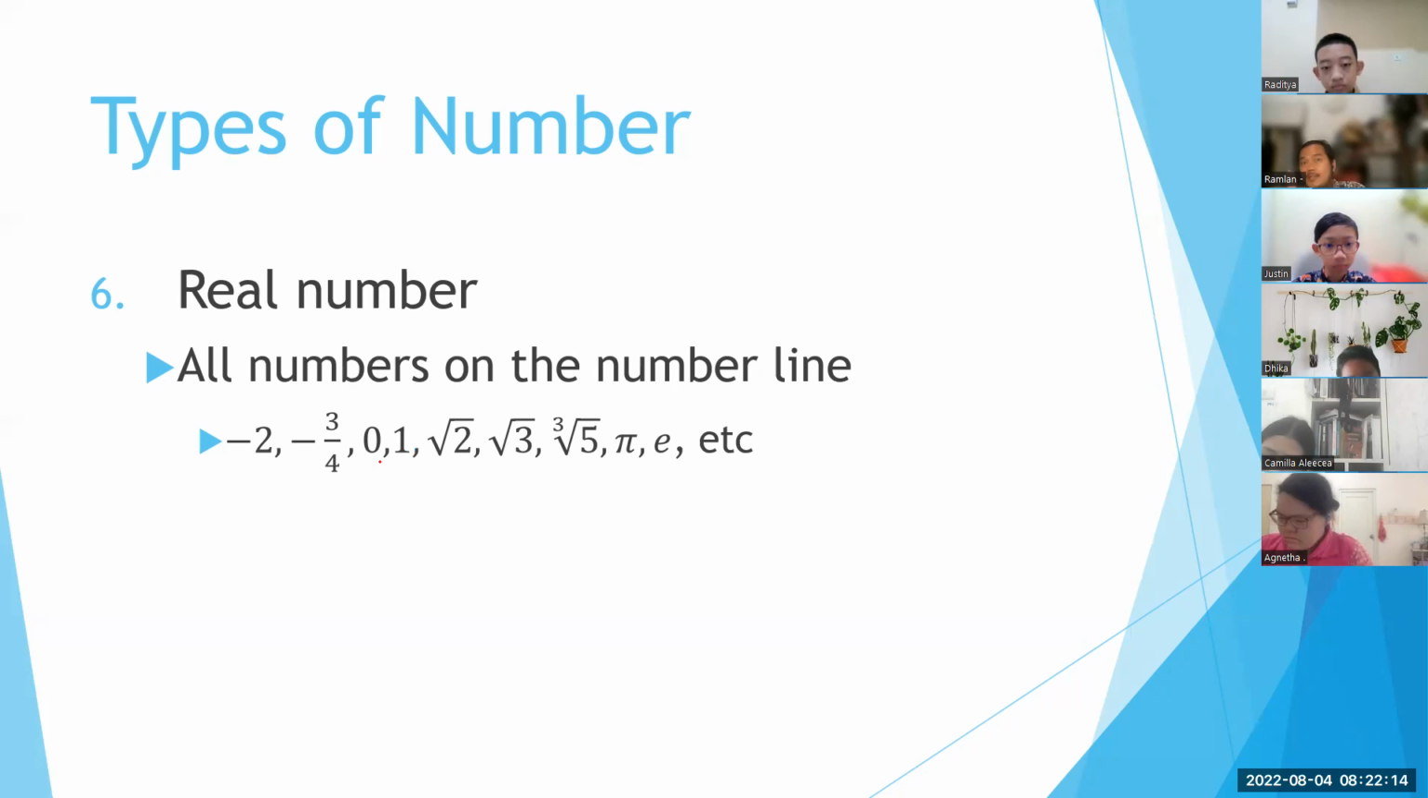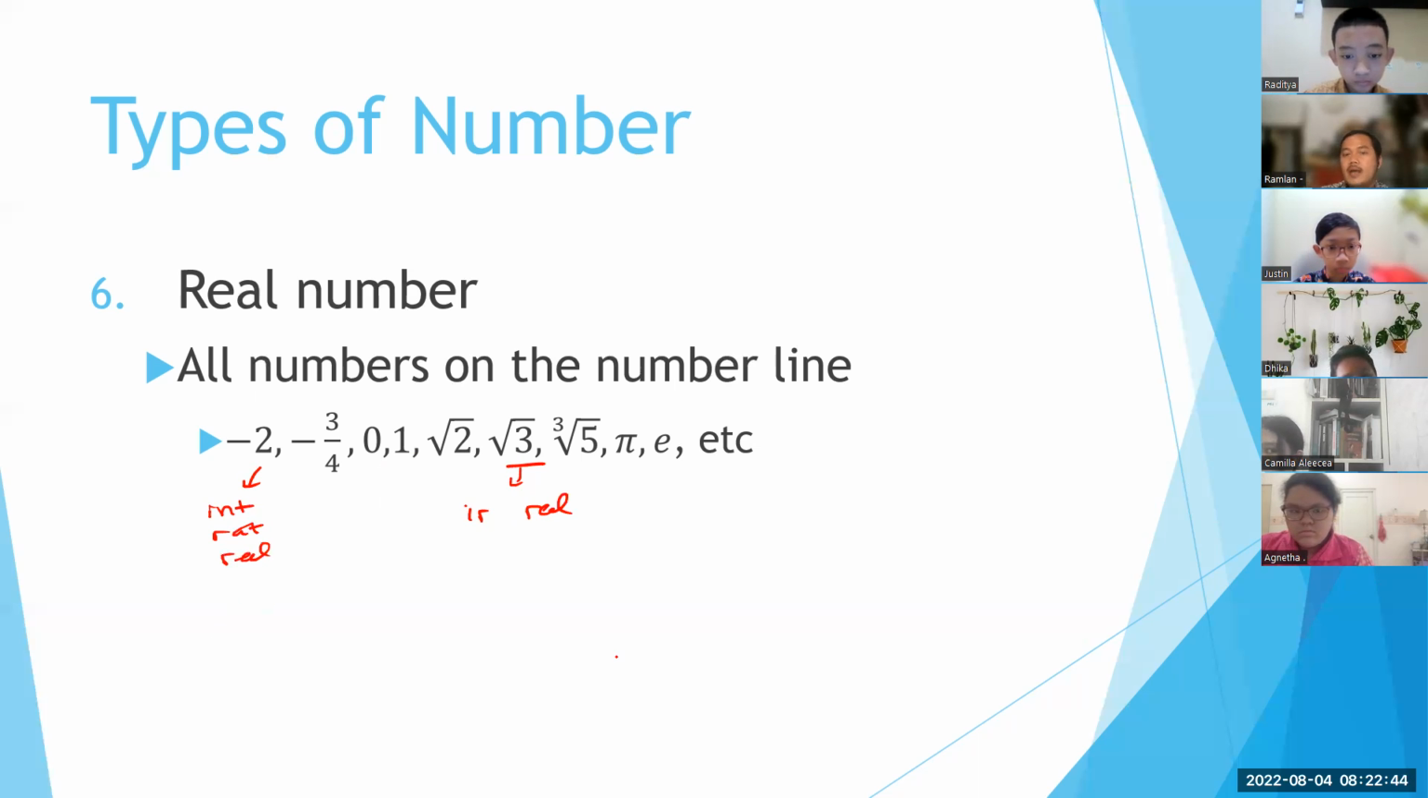Again, a number can have more than one type. For example, the square root of 3 is included in irrational numbers and also real numbers. And -2 is not natural because it's negative, and it's not a whole number, but it is an integer, a rational number, and a real number, and so on.